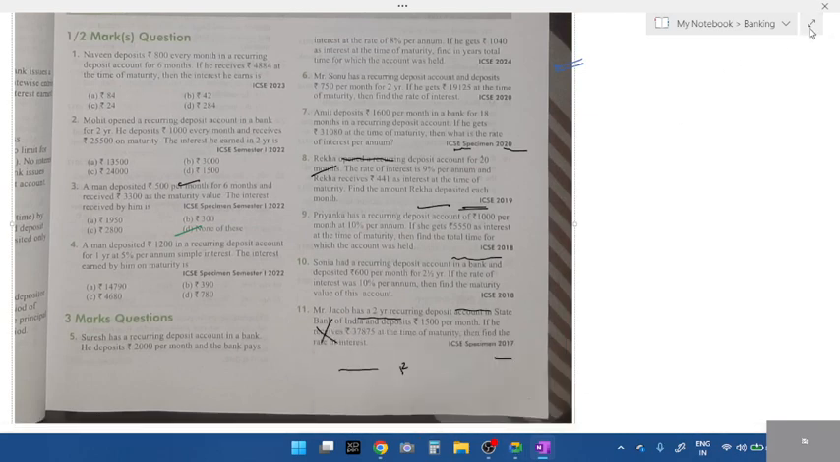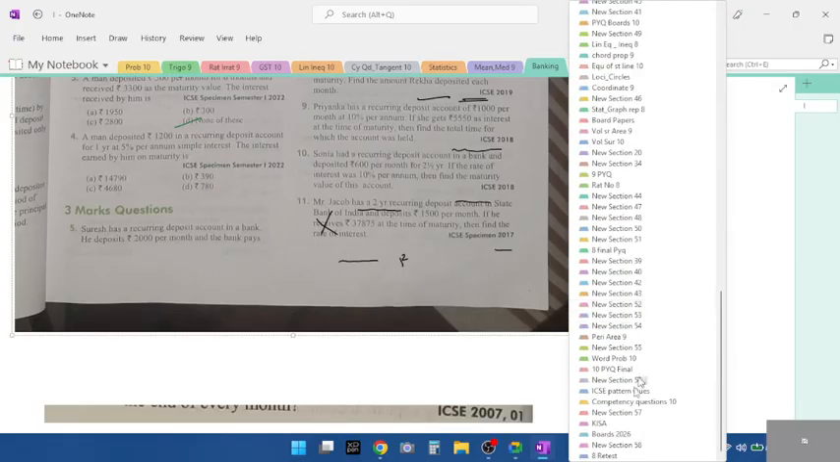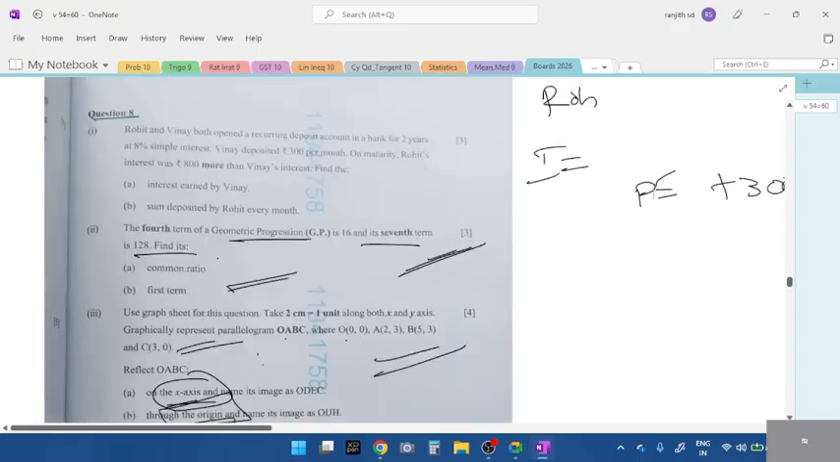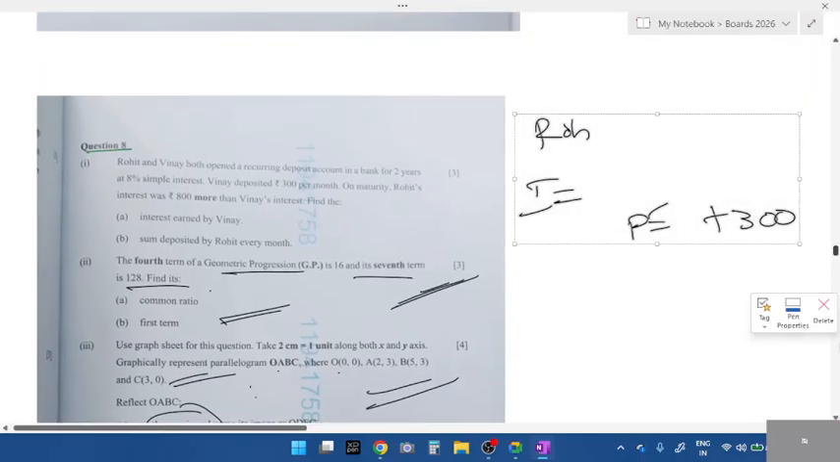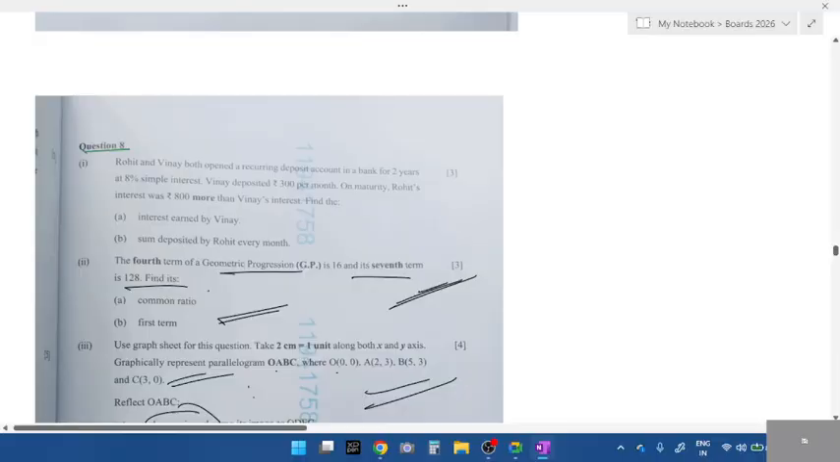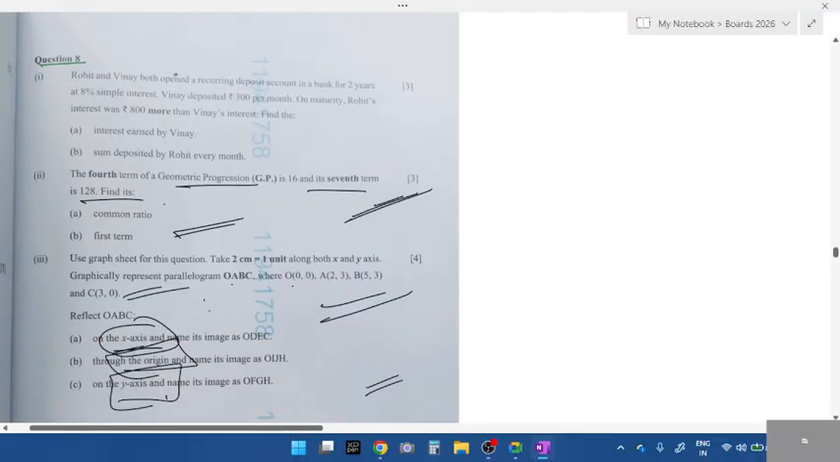Okay, before that 2026, we'll just complete the 2026 question. This was totally a different question, 2026. Look here. 8th question, students. You'll get this paper online. You'll get it online. But look at this. There are two people. Question number 8. Look. Rohit and Vinay.